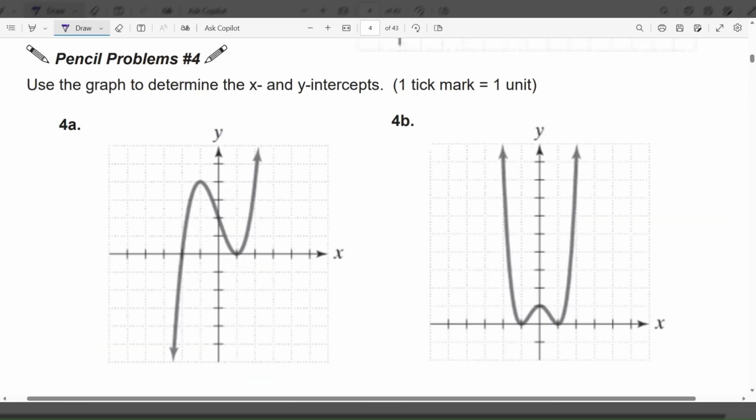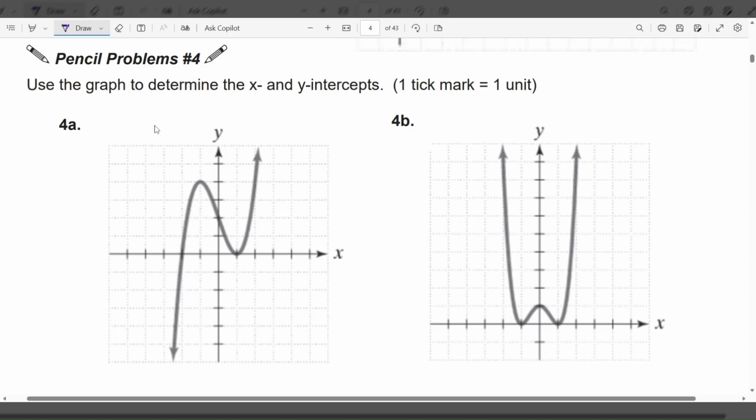So let's practice a little bit. We're going to use the graph to determine the x and y intercepts. Each tick mark represents 1 unit. So that means from here to here is 1, here to here is 1, so that means 1, 2, 3, 4, 5, and so forth and so on.